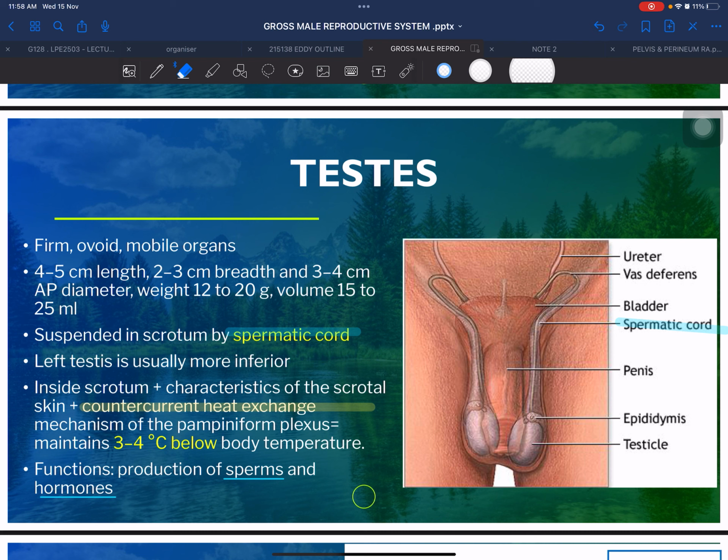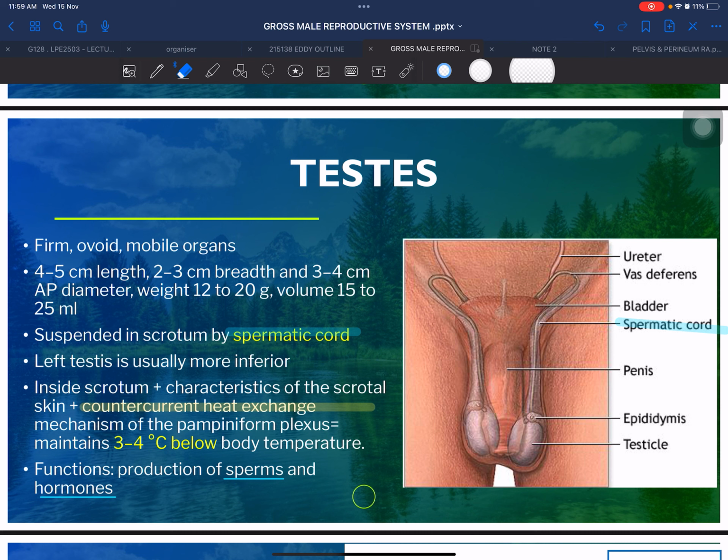and it needs to control the temperature 3 to 5 degrees below the body temperature. So how is it controlled? Because it's inside the scrotum, characterized by the scrotal skin, and counter current heat exchange. Okay, these are all the factors that contribute to the lower temperature of the testis as compared to the body temperature. So the function is production of the sperm and also the endocrine hormones.